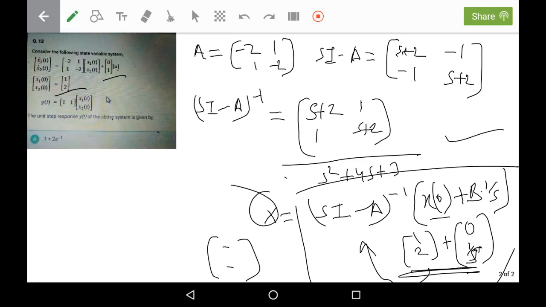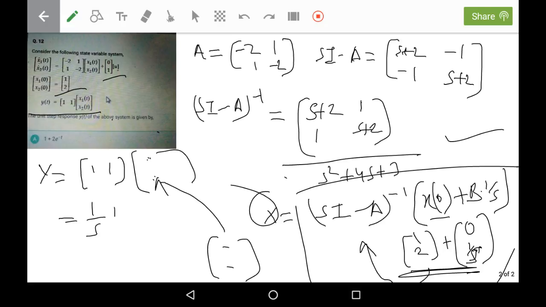Now the next task is to find Y. Y is easily determined: C is 1 1, and the value of X will be written here. By multiplying, these two will be added, and finally we get the result in this form: 2 upon s plus 1. Once we get this form, we can easily take the inverse Laplace transform to get y(t), and that is 1 plus 2 e to the power minus t.